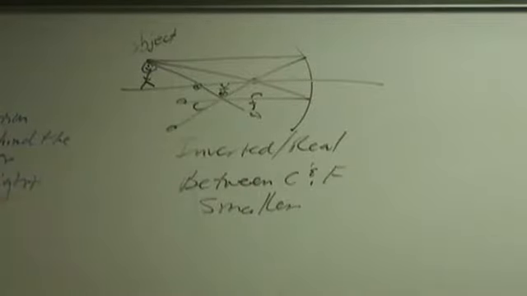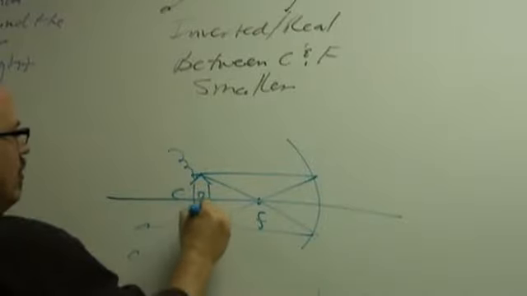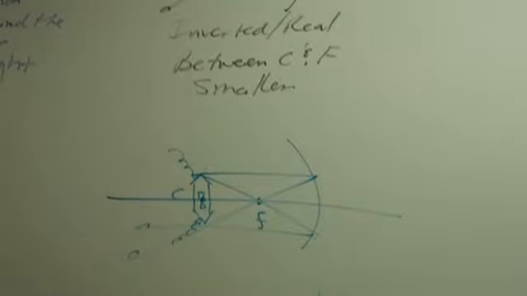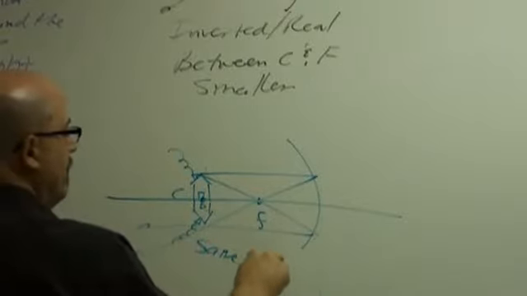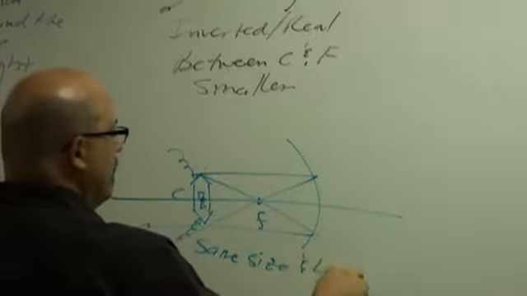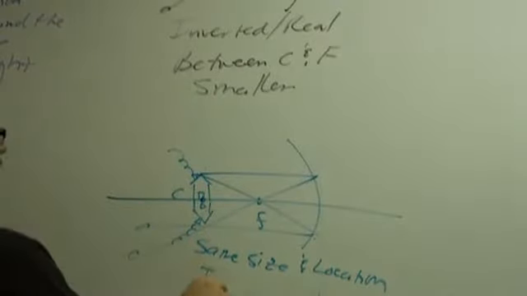And then we did this one. This is probably the hardest one to draw, or next to hardest at least, where you have something right here on C, sorry, not on the focal point. And so your light ray comes in, goes through here, comes out here, and then you end up with a little house the same size and location. It's inverted and real.